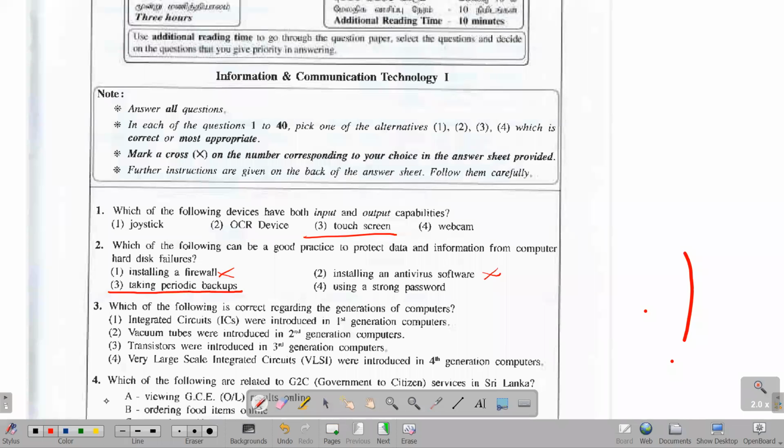Integrated circuits were introduced in first generation. No, they were introduced in the third generation, so it is wrong. Vacuum tubes were introduced in second generation. No, they were introduced in the first generation, so it is wrong. Transistors were introduced in the third generation computers. In the third generation, they introduced ICs. And very large scale integration circuits were introduced in the fourth generation. So obviously, the fourth one is going to be the answer.